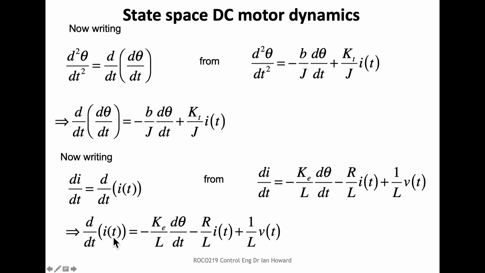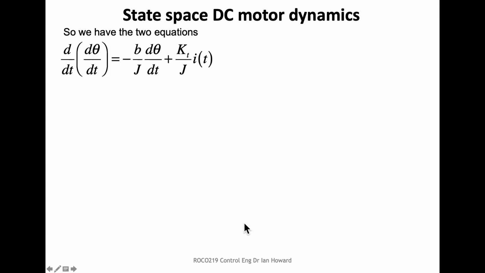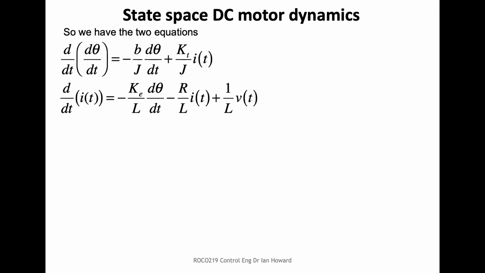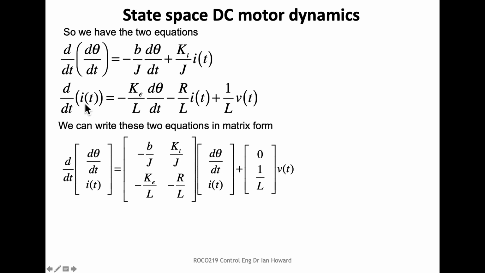So what we're saying now is we're choosing two states. We're not actually explicitly putting them in. We're choosing a state d theta dt as being x1, and we're still choosing a state I of t as x2. And this is just saying the differential of this state gives us this expression, the differential of this state gives us this expression. So those are our two effectively states. We haven't explicitly called d theta dt x1, and we haven't explicitly called I of t x2, but we could have done. We can now write these in matrix form, all the same though.